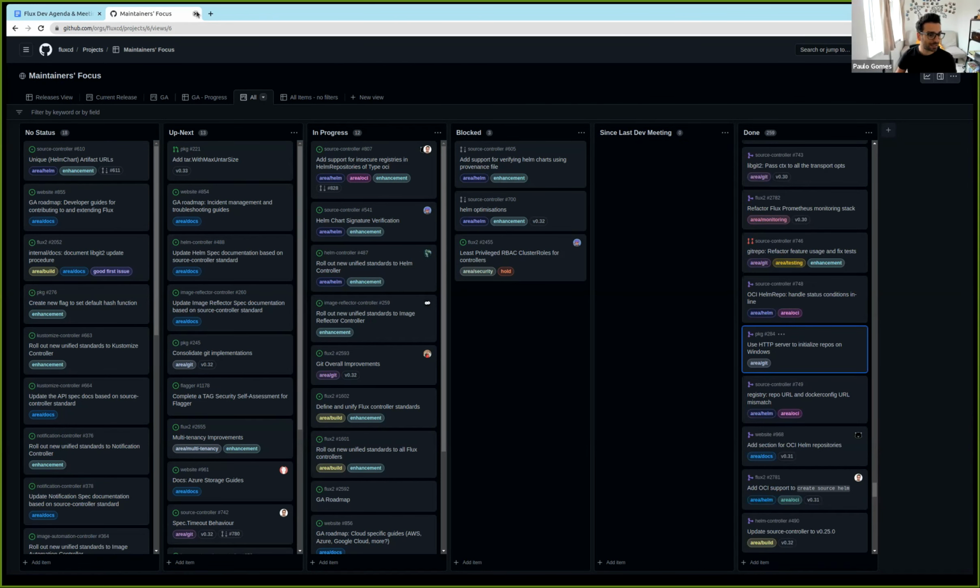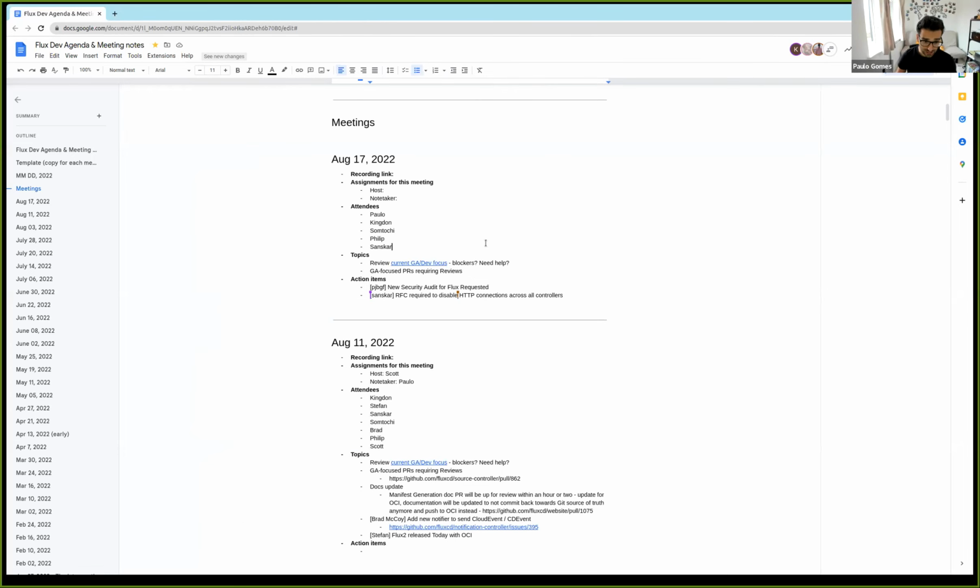So we can go back to the agenda. As always, we have an item here for any PRs, anything that is GA specific that needs to be prioritized in terms of review. If you have anything, please add it to the list and we'll try to prioritize that sooner rather than later. We can crack on to the next agenda item, unless anyone has any questions. I'll take that as a no.